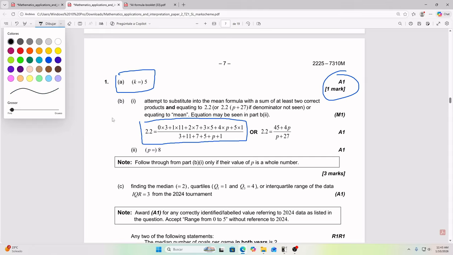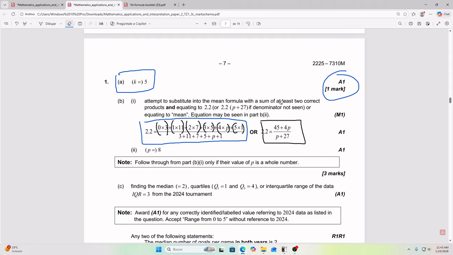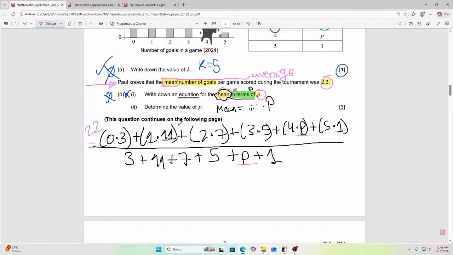For us, we left it a little more intuitive by doing parentheses here. It's not that it's necessary, but I think in terms of thinking about it, it's a lot simpler. So frequency times amount, etc. And we could have simplified it, but I'd rather stick to the intuitive version. So the intuitive version looks like this. And from here, we can attempt to solve or determine the value of p, which is part b double i. So this would be part bi.